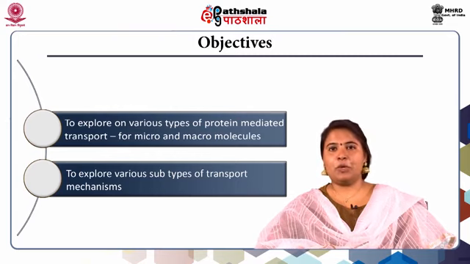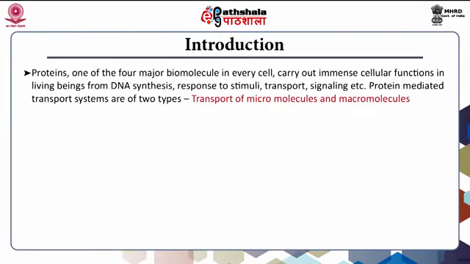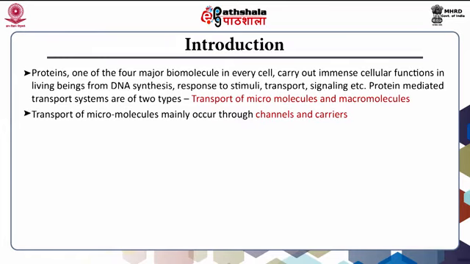In this module, let's discuss various types of protein-mediated transport, or in a way we can say facilitated diffusion for micro and macromolecules in detail. Protein-mediated transport systems are of two types: systems for the transport of micromolecules and systems for the transport of macromolecules. Let's start in detail with the mechanism of transport of micromolecules. The two major transporters in the system are channels and carriers. These are the types of facilitated diffusion which mediate the transport of molecules in and out of the cell.